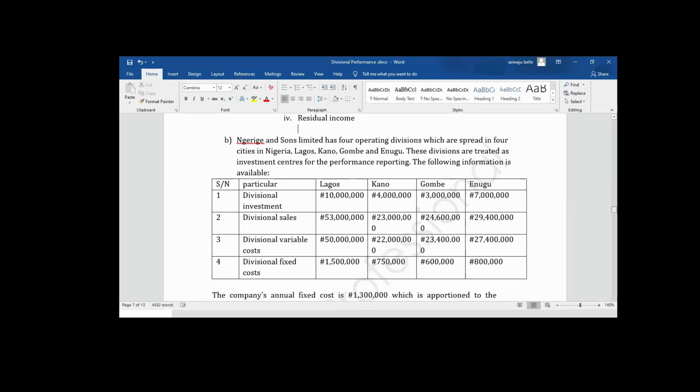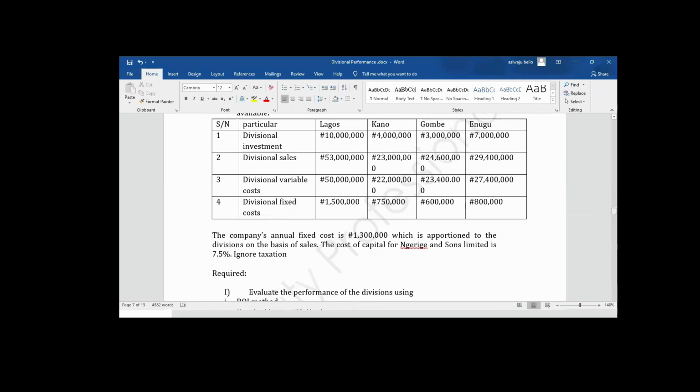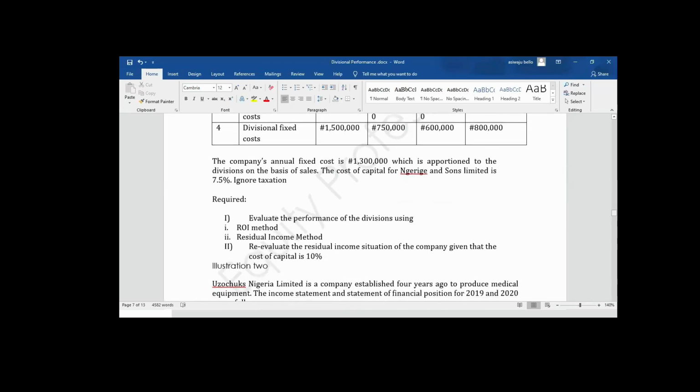The cost of capital for Ingige and Sons Limited is 7.5%. Ignore taxation. We are required to evaluate the performance of the divisions using return on investment method and residual income method, and reevaluate the residual income situation of the company, given that the cost of capital is 10%. Part A is for 4 marks. Part B is for 11 marks.